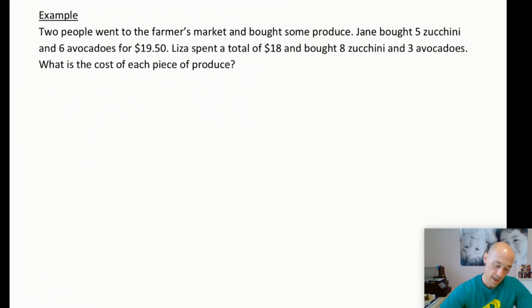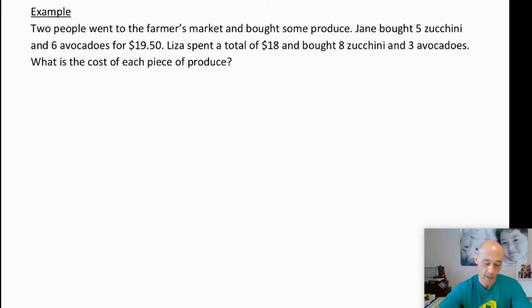All right, so in this example, 2 people went to the farmer's market and bought some produce. Jane bought 5 zucchini and 6 avocados for $19.50. Liza spent a total of $18 and bought 8 zucchini and 3 avocados. What is the cost of each piece of produce? So we just did the first step, read the problem completely without trying to do anything.